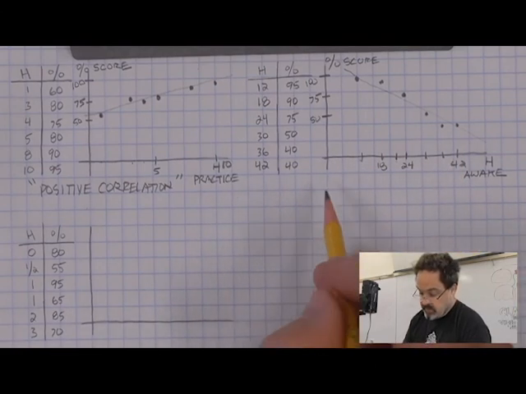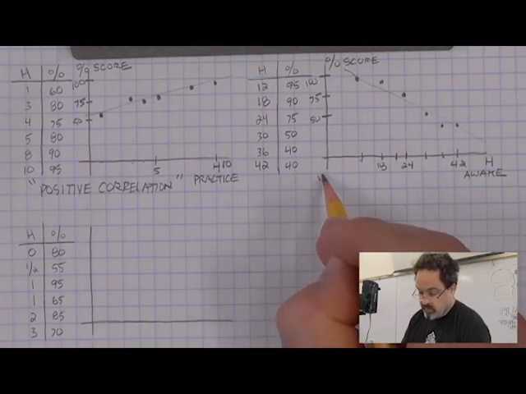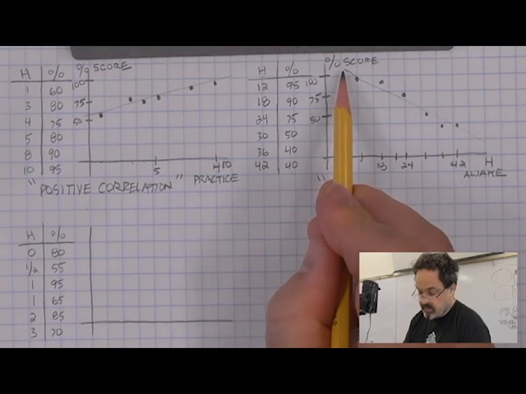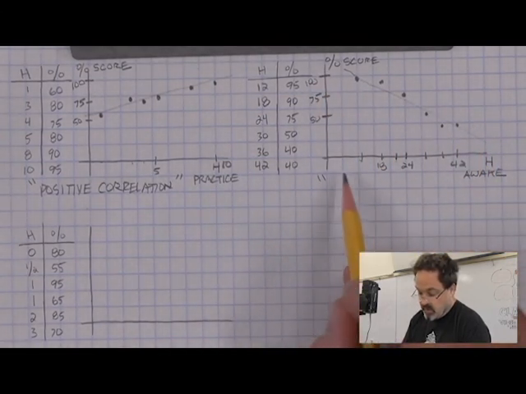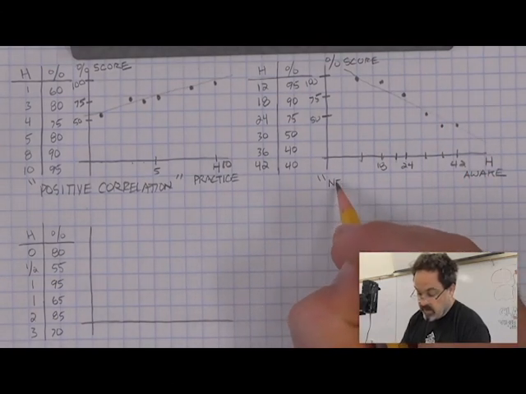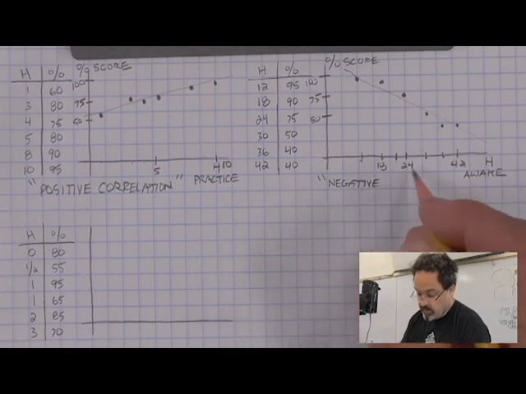So in this case, this is an example of correlation because the data seems to line up. But since the data is going down, since the longer we're awake, the lower the score we're going to have, we say this is a negative correlation. This is an example of negative correlation.